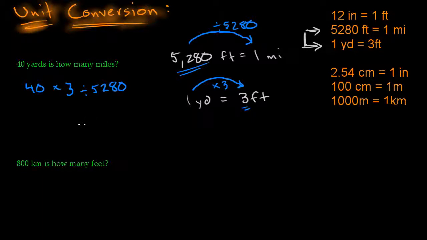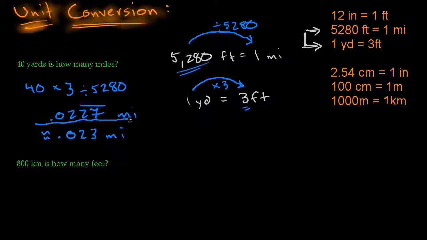And the answer is 0.0227, and then you can see that the 27 repeats. Miles. If you had to round it, you might usually round it to something like 0.023 miles. And when you round, you use these little squiggly equal signs.